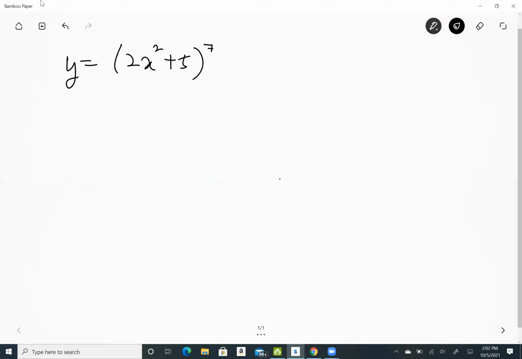All right. Now, if I differentiate this function, what do I get? We'll get 7 times 2x squared plus 5 to the power of 6. And then you have to differentiate everything in the bracket, right? So you got 4x.